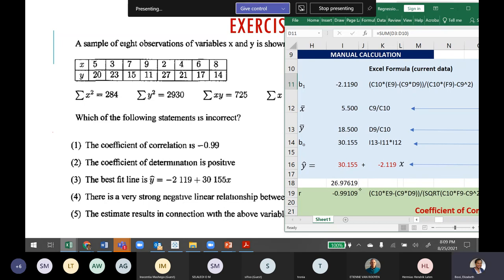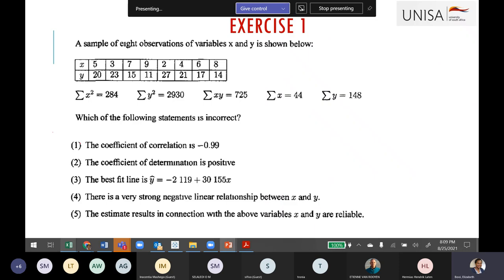So your R is negative 0.99. So therefore, this is correct. Number two, coefficient of determination is positive anyway, because coefficient of determination is R squared. If your R is negative, if you square the negative value, it will become positive. So your R squared will always be positive.